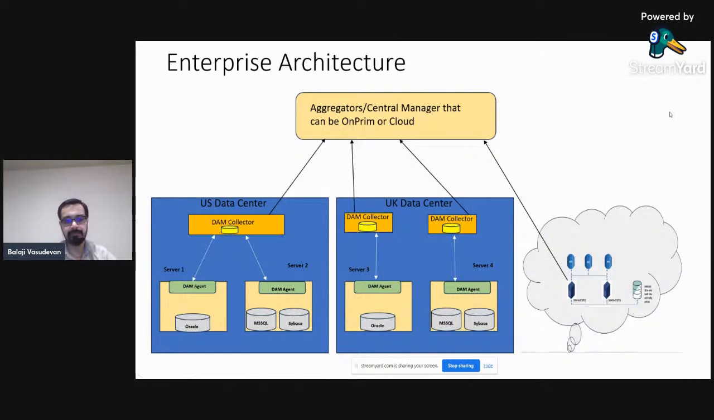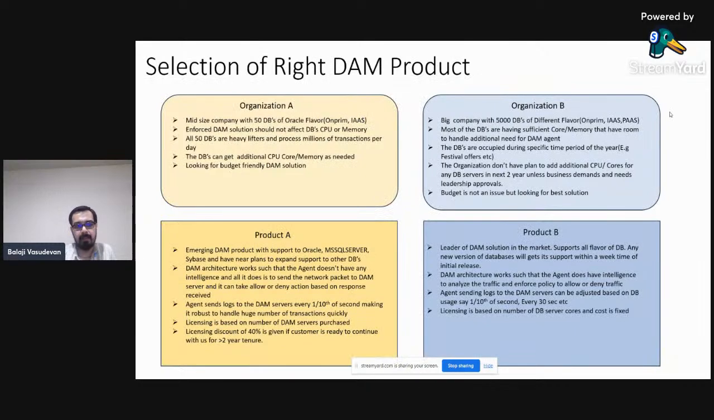Now that we have covered the architecture part, next is the selection of a DAM product. This is going to be a very tough phase. So I will try to give you an example of a situation you might land in. Let's say your client can be organization A, B, or C, whatever they want, and most of the products available in the market are going to fall into either product A or B, but I'm not going to name them. If you have a chance to work on those solutions, you should be able to know which products would suit either product A or B.